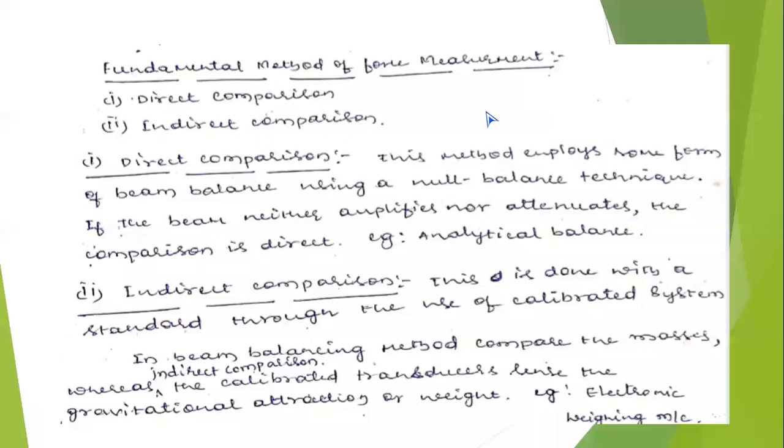So here the force is converted into an analogous signal. Again, the analogous signal is converted into a voltage signal. Then the voltage signal is converted into a digital signal. That digital signal is converted into grams or kgs. That's a very good example for indirect comparison.